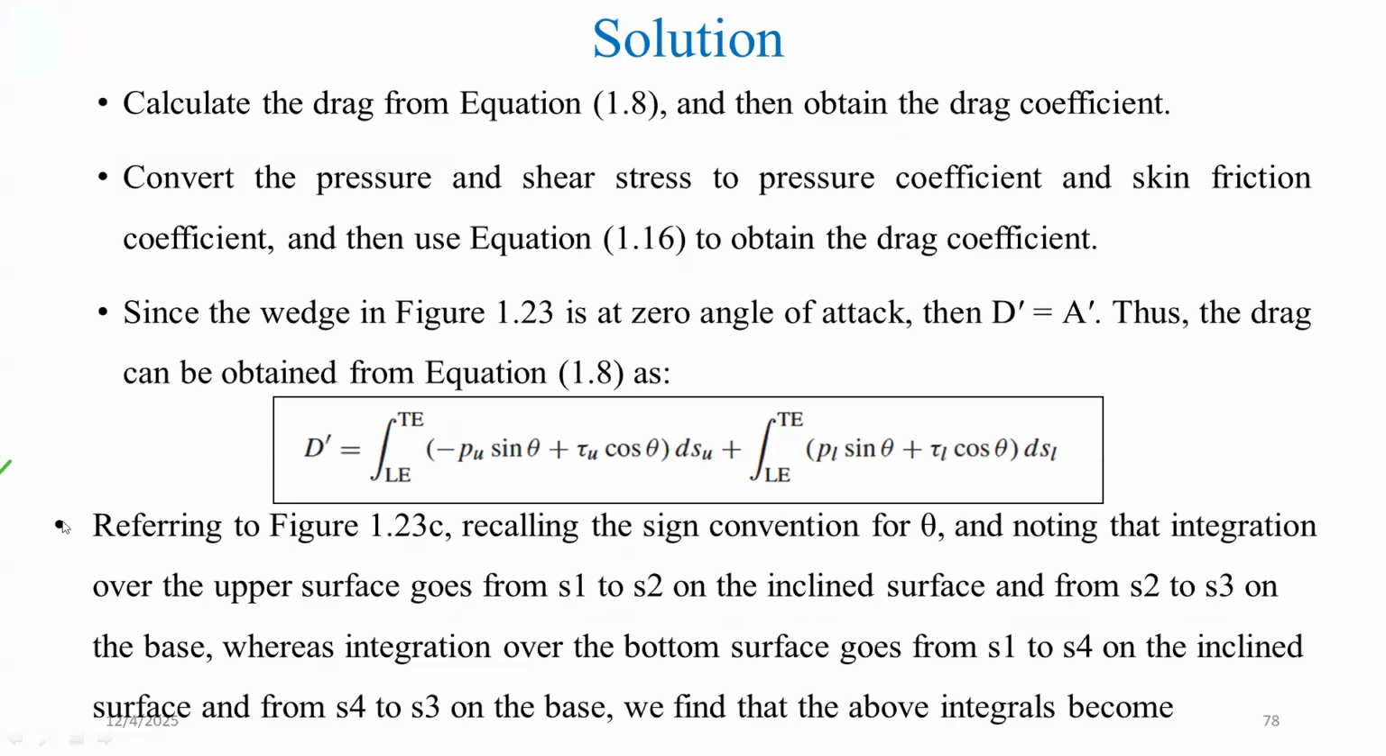We have this equation: drag is equal to the integral from the leading edge to the trailing edge for the upper surface of Pu, the pressure at the upper surface, times sine theta, plus the shear stress at the upper surface, integrated in terms of dSu. Theta is already given, 5 degrees. Again for dSl, we have the pressure at the lower surface and the shear stress at the lower surface. So we can use this formula.